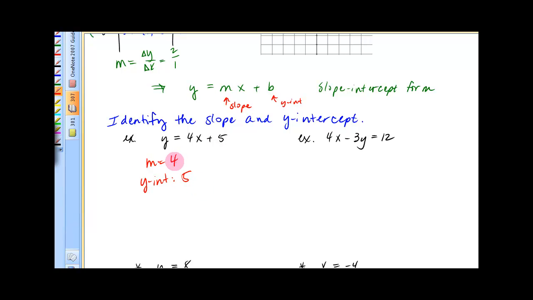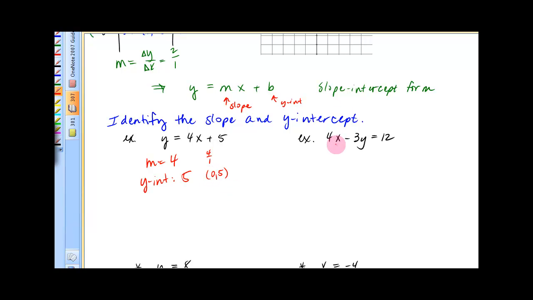I can think of the slope when I graph this as 4 over 1. I'm going to rise 4 and run 1. The intercept is really going to be occurring at the point (0, 5), because it's over x, right? 0 is the first number, x, and up 5.